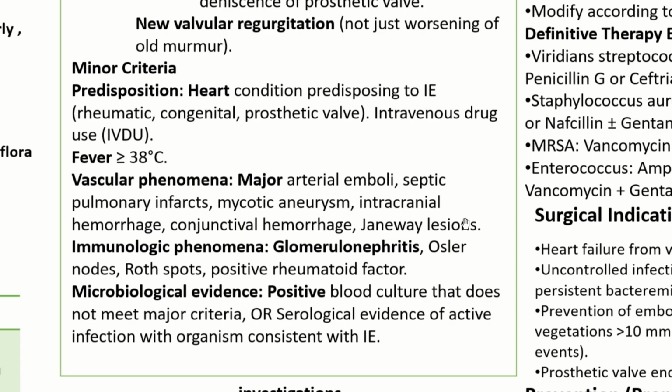If you have a fever greater than 38 degrees Celsius, if you have vascular phenomena like major arterial emboli, septic pulmonary infarct, mycotic aneurysms, intracranial hemorrhage, conjunctival hemorrhage and Janeway lesions, that is under the vascular phenomena. If you have immune phenomena, for example, glomerulonephritis, Osler nodes, Roth spots or a positive rheumatoid factor.